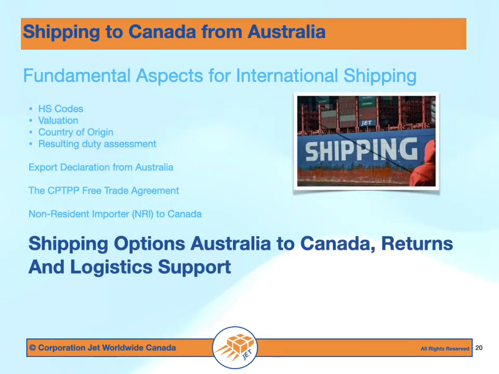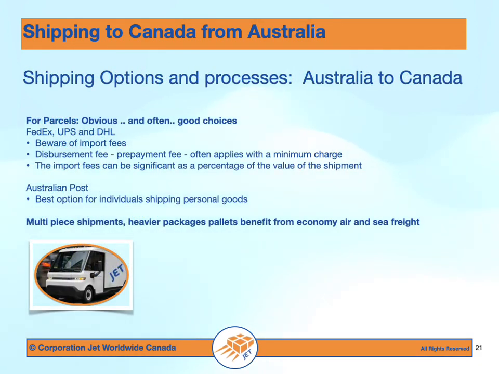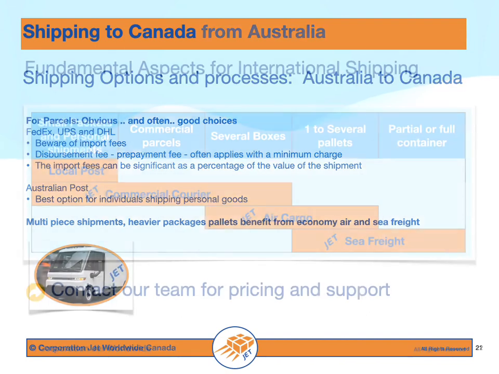Shipping options: Australia to Canada and North America, returns and reverse logistics. The international parcel shipping options from Australia include the obvious choices of name brand couriers: FedEx, UPS, DHL, and the local post. In general, Australian postal options are best for individuals shipping personal packages. Contact our team for shipping commercial goods via courier or cargo.